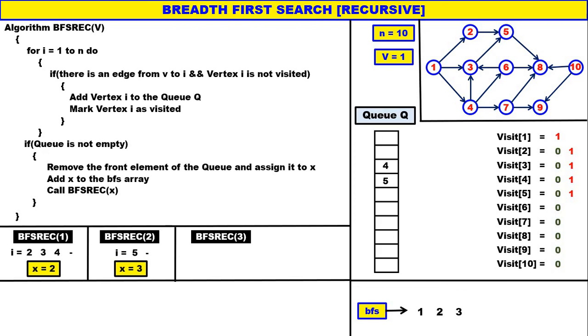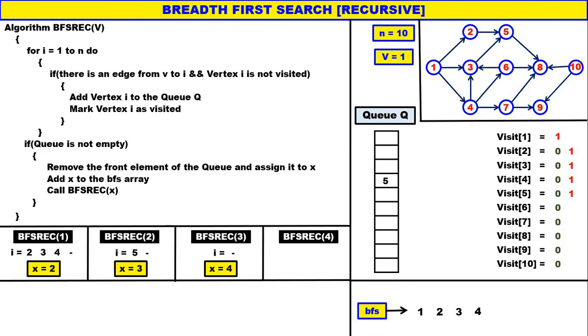Now 3 is added to BFS, call BFS REC of 3. Yes, recursively it is called. Again find out all the vertices that are adjacent to 3. What are the adjacent vertices of 3? 5. But visit of 5 is already 1, therefore nothing can be done for 3. That's all. Check whether the queue is empty. No, the queue is not empty. Therefore, remove the front element of the queue and assign it to X. So 4 is removed and X becomes 4. 4 is added to BFS. Now call BFS REC of 4.